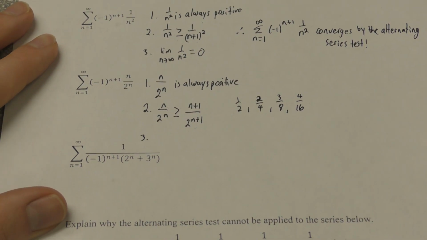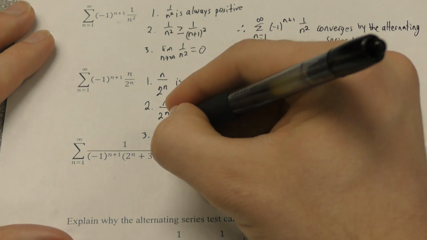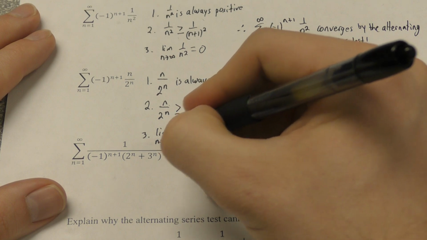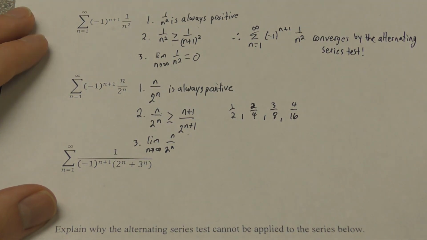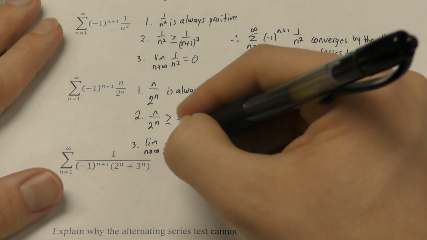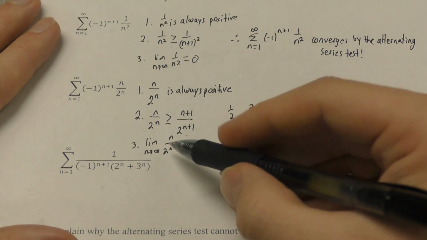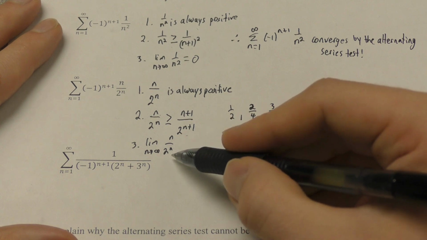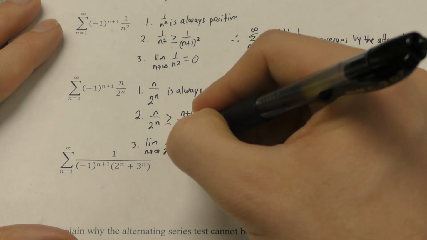Third thing I've got to check is the limit now: the limit as n approaches infinity of n over 2 to the n. We could use L'Hopital's rule here if we want to. This may be a good application if you're having trouble looking at this. But we do know as n goes to infinity, n is going to grow more slowly than 2 to the n. That's what L'Hopital's rule proves.